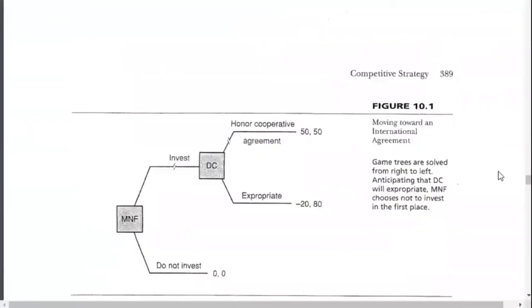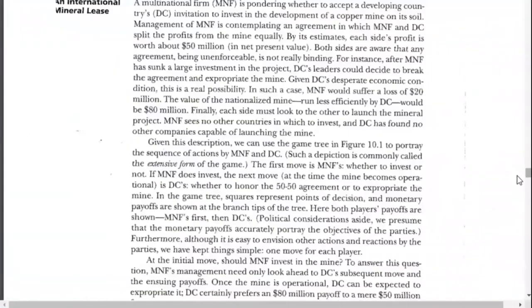In your textbook, you'll see an example of a decision tree. And if I can give you the background, the example is an international mineral lease. It says a multinational firm, NMF, is pondering whether to accept a developing country's invitation to invest in the development of a copper mine on its soil. Management of the multinational is contemplating an agreement in which the multinational and the developing country split the profits from the mine equally. By its estimates, each side's profit is worth about 50 million in net present value.